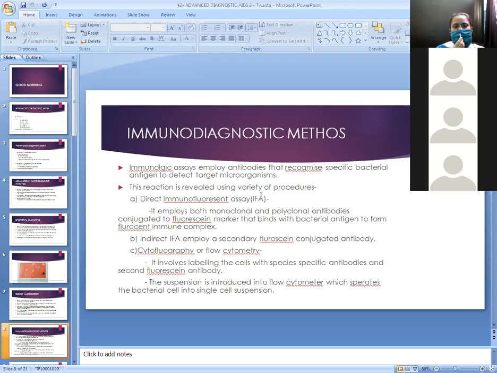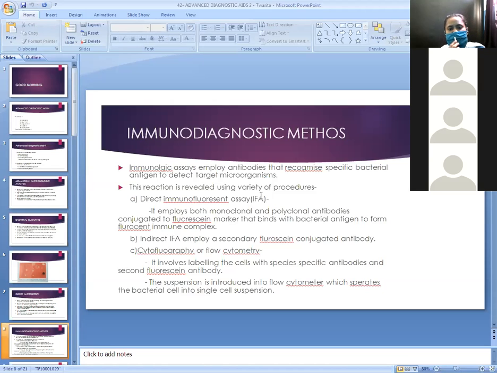So these immunofluorescent assays, what happens? Monoclonal or polyclonal antibodies are conjugated with fluorescein marker that bind with bacterial antigen, and it forms a fluorescent color complex that will be seen, and you can find out whether that microorganism is present or not. Other than that, in indirect immunofluorescent assay, this primary complex which is formed is again conjugated with secondary antibody, and then this first complex will act as a primary antigen or primary antibody. Like that, the secondary again conjugates and it forms a color coded complex.